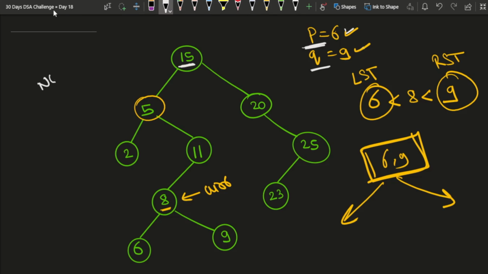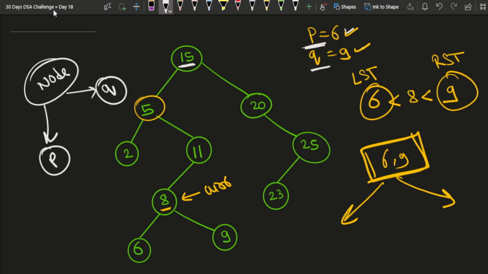Now whenever we encounter a situation where I'm standing at a node and P is in the left subtree and Q is in the right subtree, or vice versa, it means that this node is nothing but our lowest common ancestor. So in this particular example, we can simply return 8 because it is our lowest common ancestor.